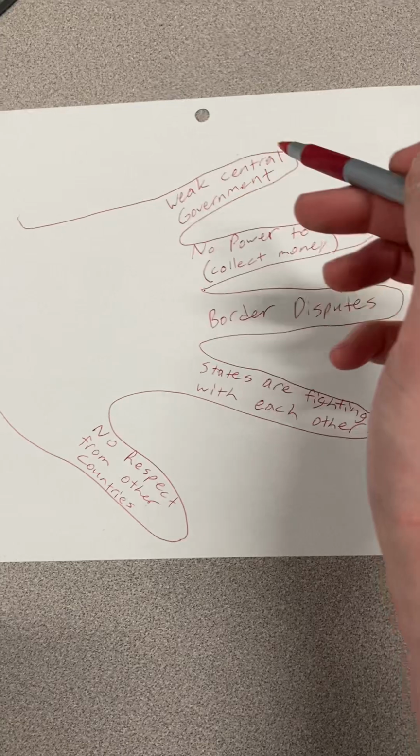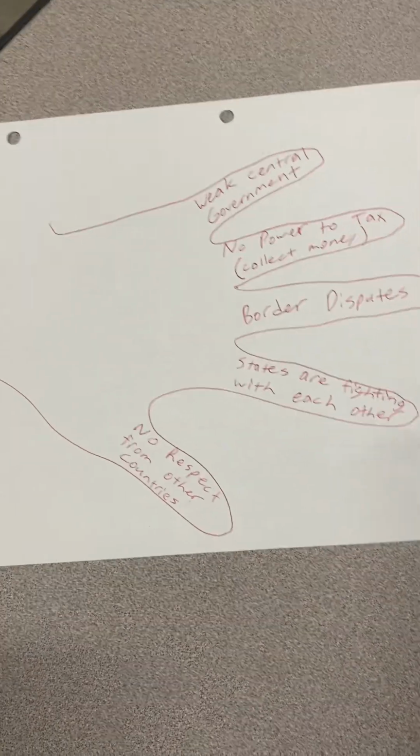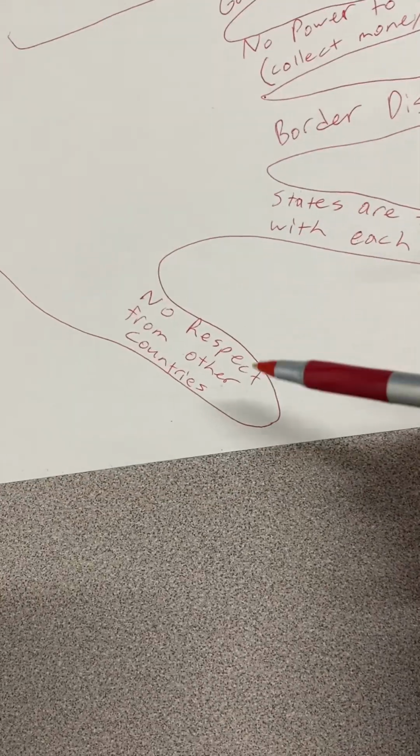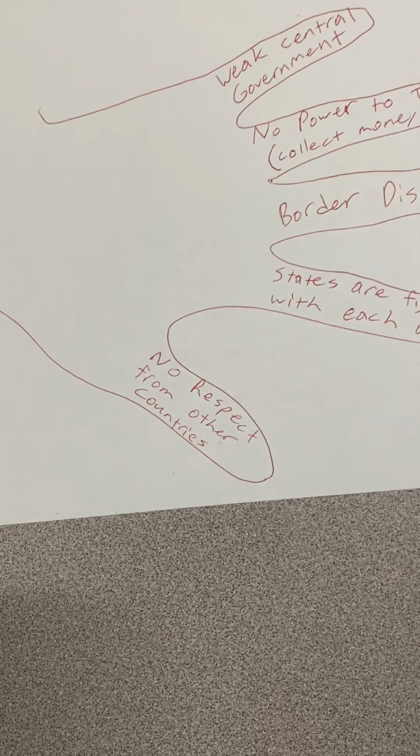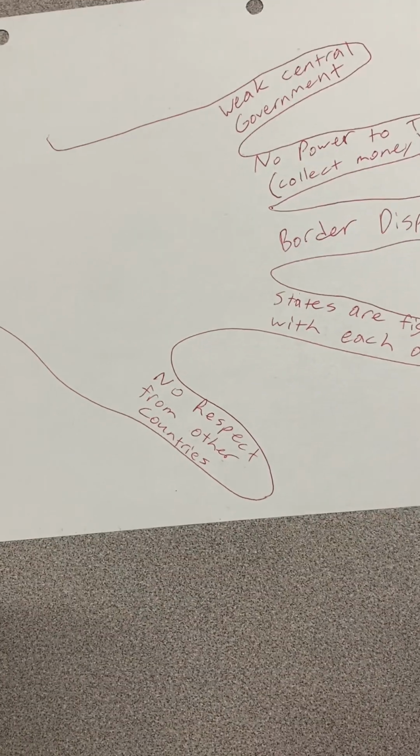We had a weak central government. We had no king, no president. So other countries did not respect us. They made fun of us. They took our things from us. They had no reason to respect us.